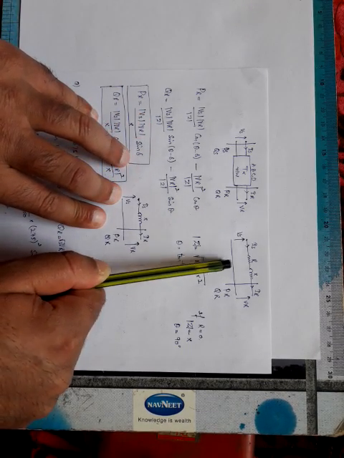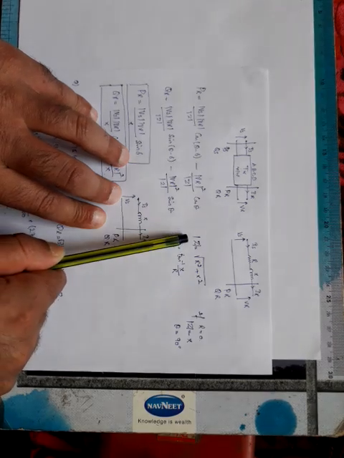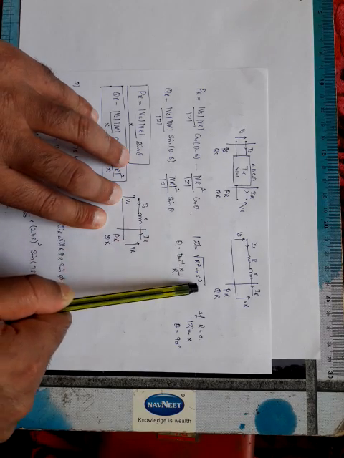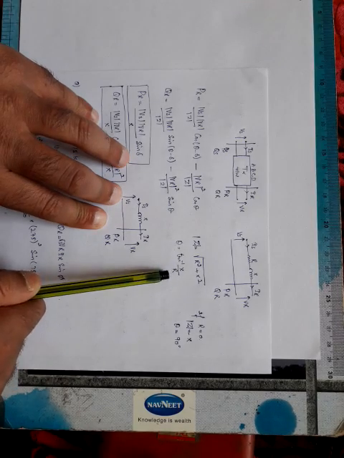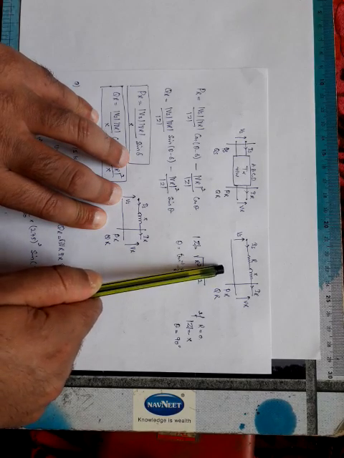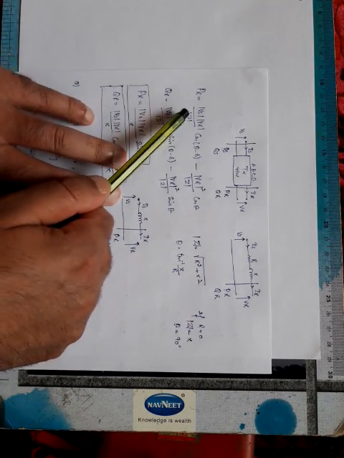This is a short transmission line. This is R, this is X. Z will be equal to magnitude of Z, square root of R square plus X square, and theta, that is the impedance angle, will be equal to tan inverse of X by R. So in this case, PR and QR will be given like this.